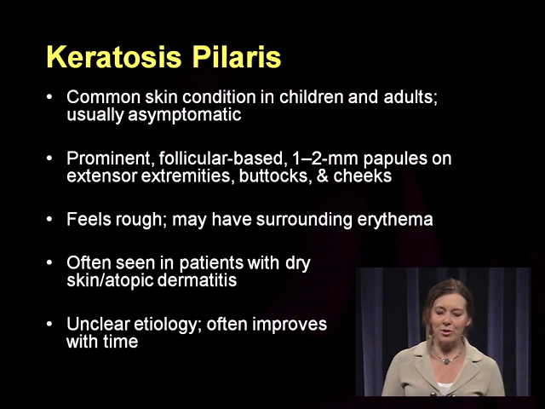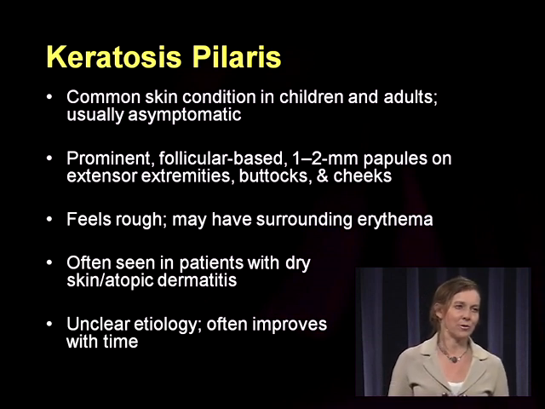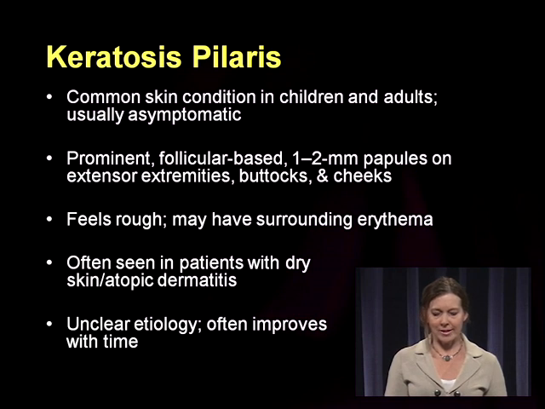Okay. This is a condition that is commonly confused with eczema. Patients will usually present with symmetrical, follicular-based, small papules that are skin color to pink, usually symmetrically on the cheeks, the upper outer arms, and the upper thighs. And this is an example of keratosis pilaris. This is a very, very common condition. It tends to run in families. It has an autosomal dominant transmission.